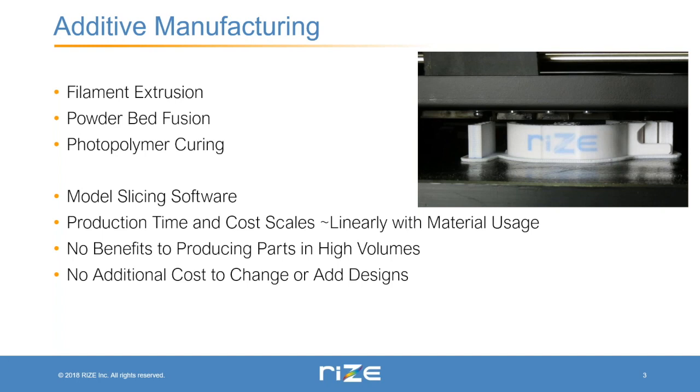There are also no additional costs to making changes to the designs that you're using. So if after printing hundreds of copies of one version of a part, you then want to make a slight change and continue producing it, there is no significant overhead there. It will be as simple as bringing the new file into the model slicing software and sending the new version over to the printer.